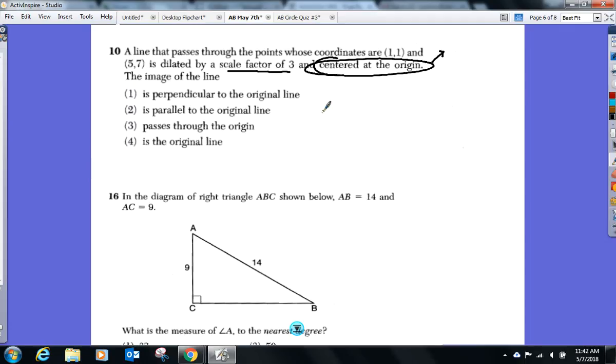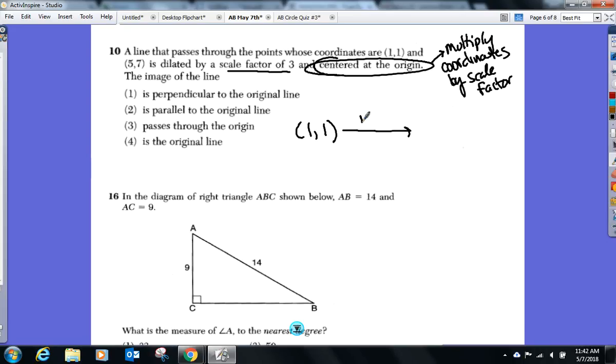What can I do with the 3 and the coordinates if it's a dilation around the origin? Will? Multiply the coordinates, yep, by the scale factor. I can only do that if it's centered at the origin. All right, so where's 1, 1 going to go to? 3, 3. And where is 5, 7 going to go to?